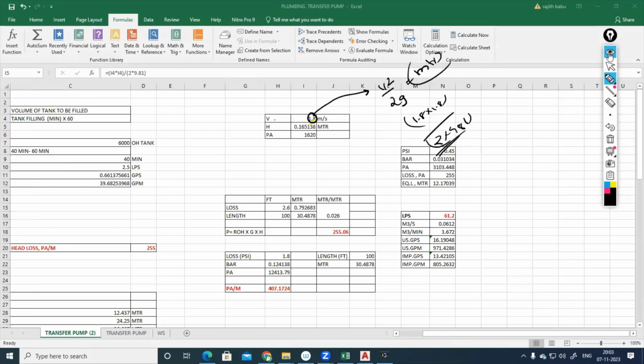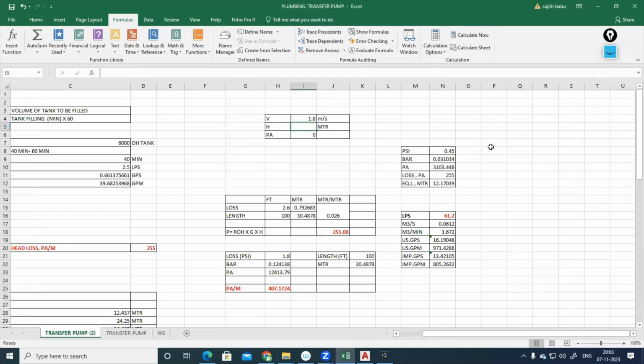Okay, how much will it come? V square by 2G. So our velocity we need is 1.8 meter per second, so velocity head will be V square by 2G, that is 1.8 squared divided by 2 into 9.81, acceleration due to gravity. So 1.8 meter per second is equal to 0.165 meter of water column. This is H only, velocity head.